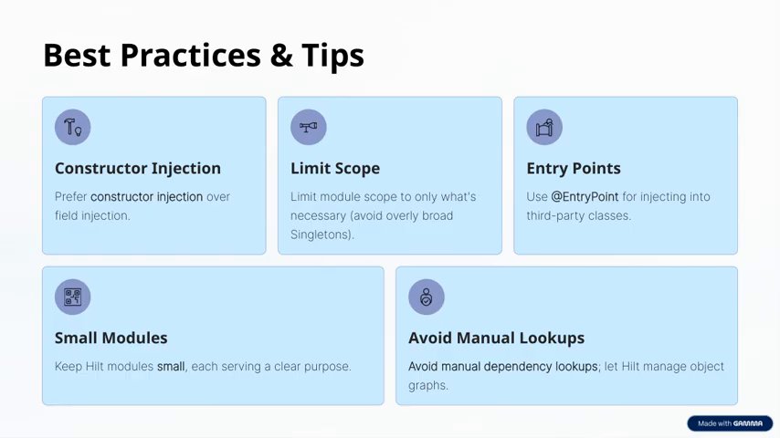Lastly, avoid manual dependency lookups. Rely on Hilt to manage your object graph. Manual lookups can lead to errors and make your dependency management more complex than it needs to be. Let Hilt handle the heavy lifting so your code stays clean and predictable. These practices help ensure your dependency injection setup is robust, clean, and scalable, fitting into the overall goal of writing reliable, testable Android code.